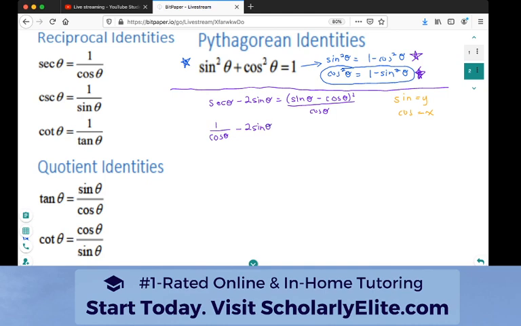Okay. And one thing that we should do whenever we have a problem like this, and again, this is a strategy that will help you with most of these problems, is that when you don't have a common denominator, you have to get a common denominator. So in this case, I'm going to make a common denominator on this side. Obviously, it has to be cos of theta. So this is going to become 1 over cos of theta minus 2 sine of theta times cos of theta over cos of theta.